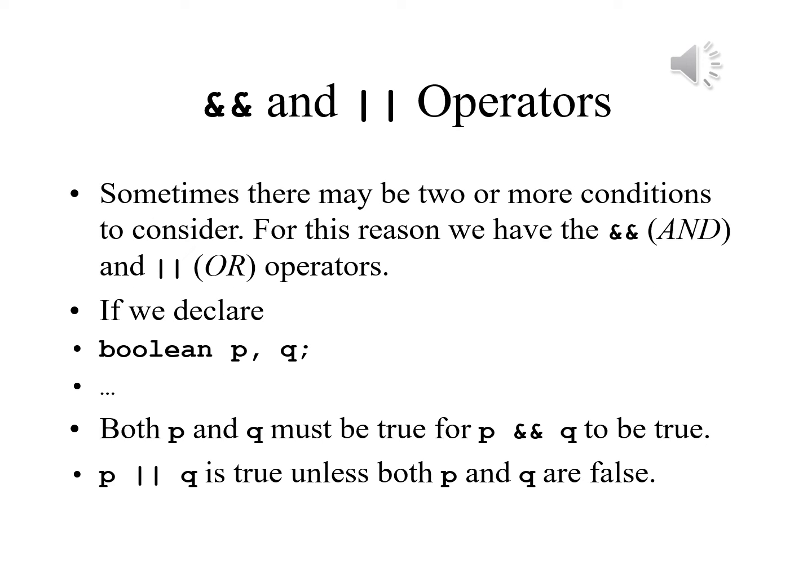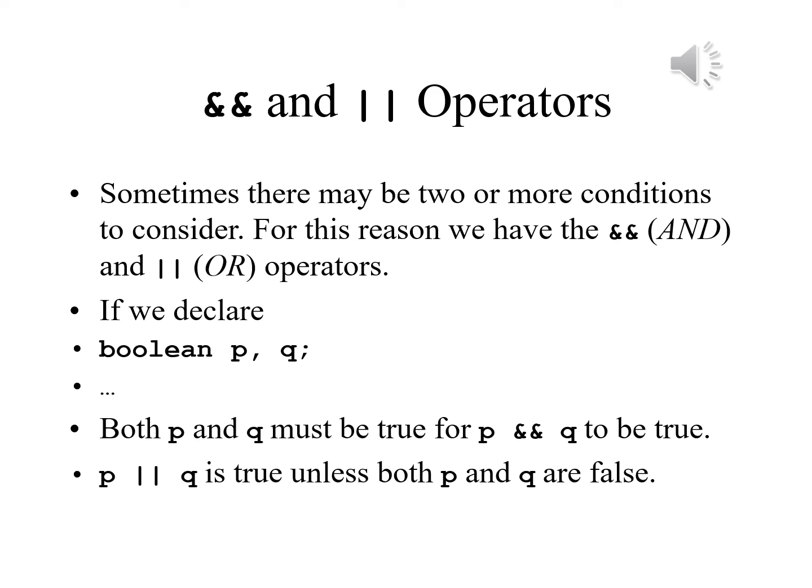Frequently we'll find that there are two or more conditions that we have to consider in deciding whether we're going to follow one course of action or another. For this reason, we have operators for both and, or. The operator for and is two ampersands right next to each other, as you see in the slide. The operator for or is two vertical lines. On a standard keyboard, this would be holding down the Shift key where you have the backslash.